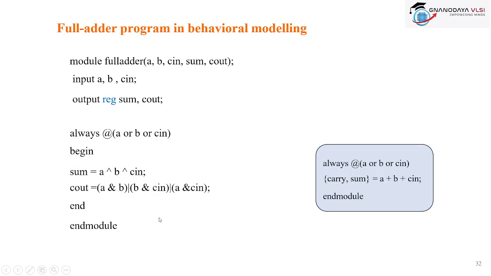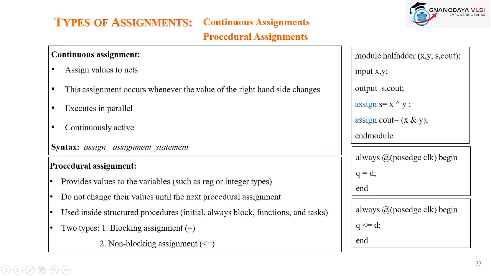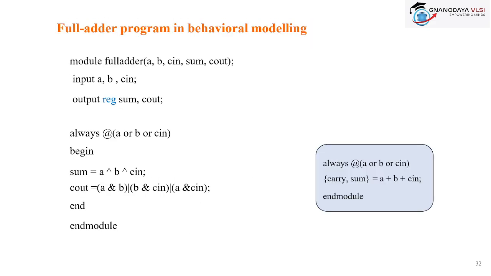This is the example for a full adder circuit. Outputs you need to declare with reg data type. Always @(a or b or cin), sum = a ^ b ^ cin, and cout = a&b | b&cin | a&cin. Sir, instead of comma, or is used in the always @(a or b or cin)? Anything you can use, the compiler will take. Comma you can use, or you can use or also.